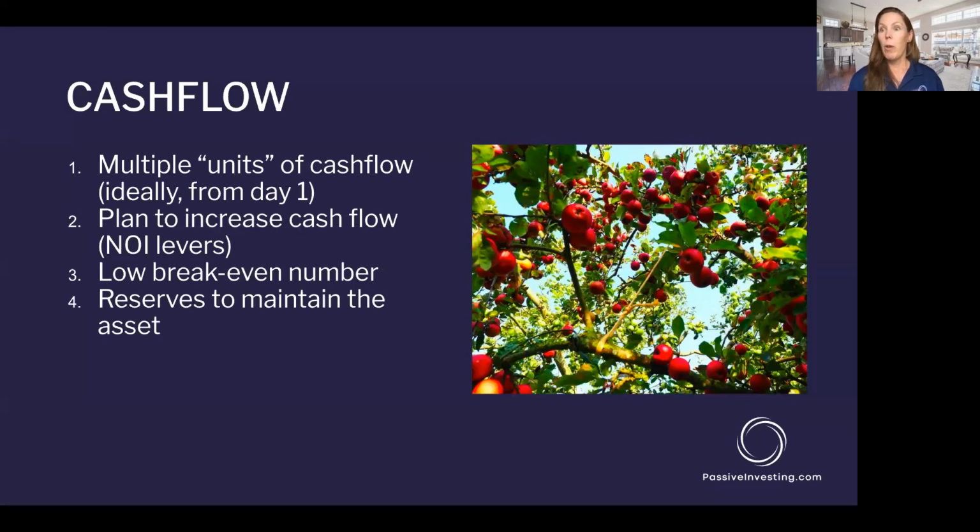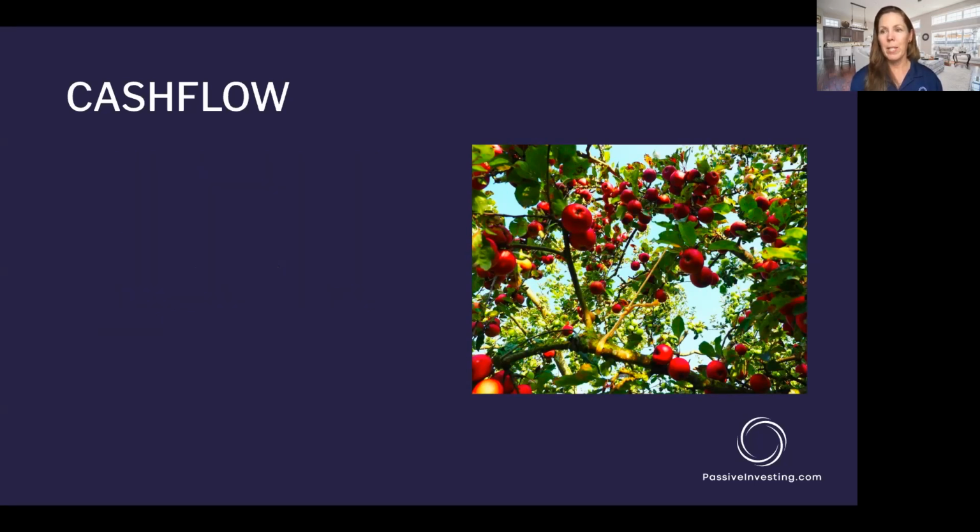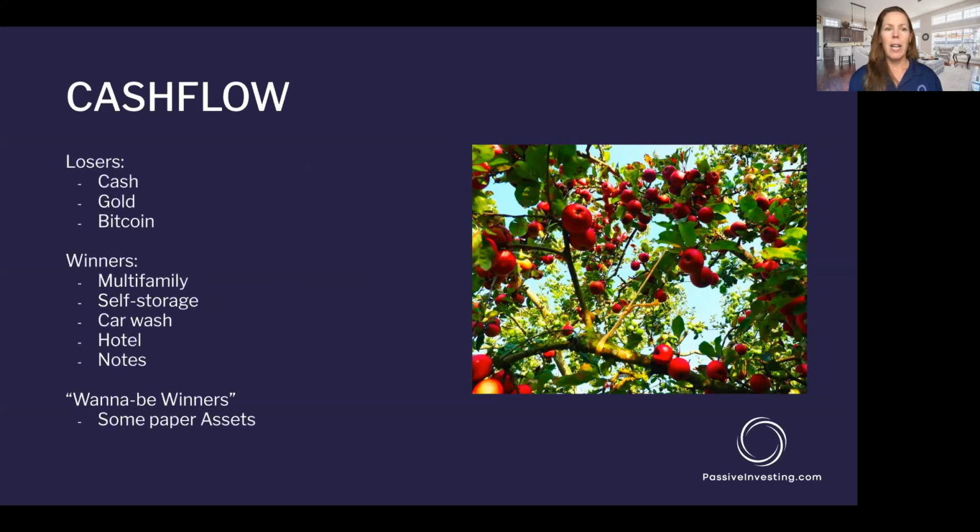And again, we also want to make sure we have those reserves on hand, especially operational reserves that will help us maintain the asset if we're in some sort of seasonality with the asset, or if there's a disruption to the business plan. Now, when we look at our core assets that most people are investing in today, the losers are cash, gold, and Bitcoin. They don't cash flow. There's no way to make those cash flow, unless you're running some sort of fund and leveraging it out.